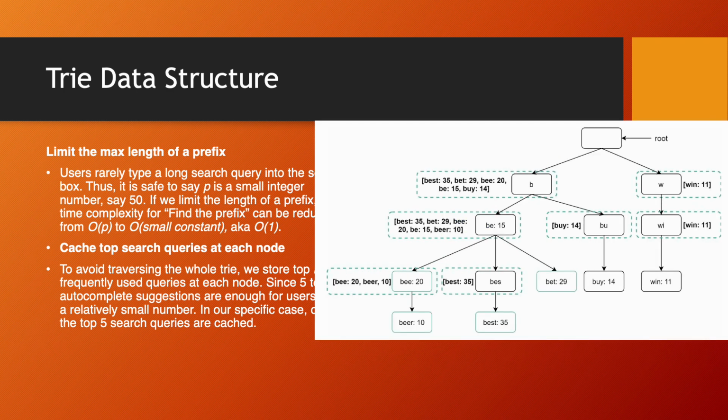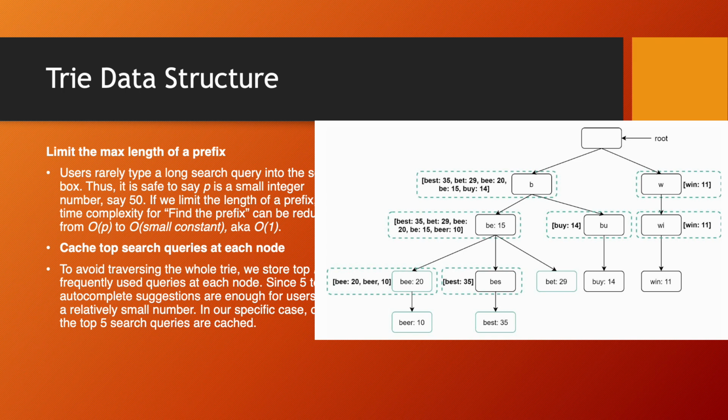So here the figure shows the updated trie data structure. The top 5 queries are stored on each node. For example, the node with prefix B stores the following: best with frequency 35, pet with frequency 29, B with frequency 20, and so on, with bear with frequency 10.